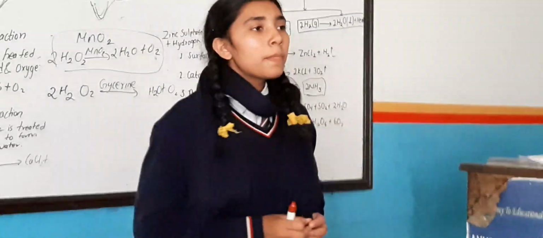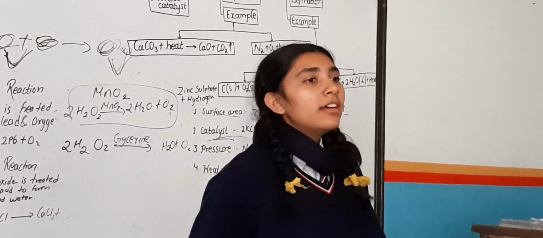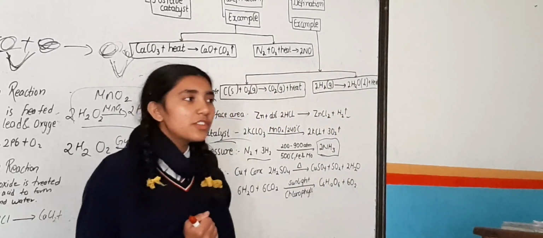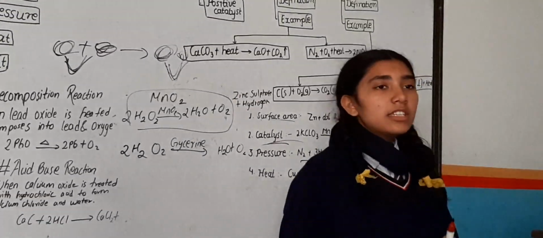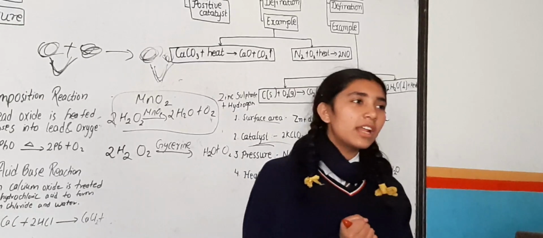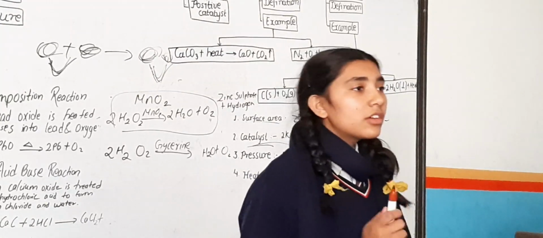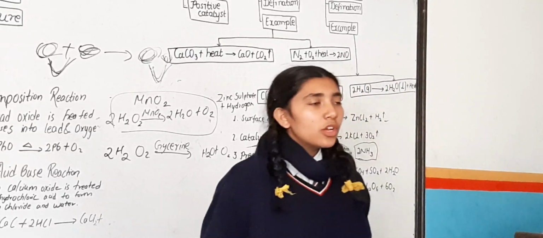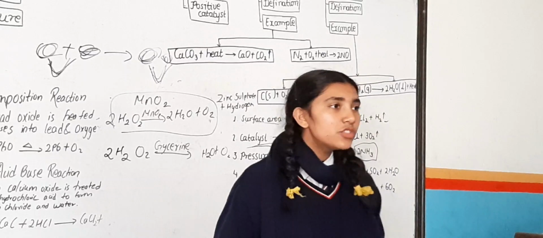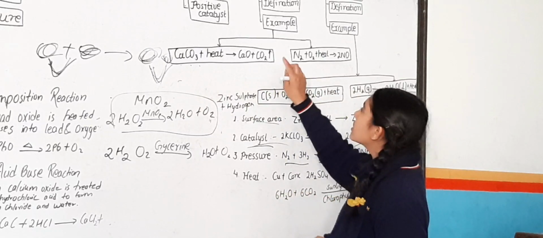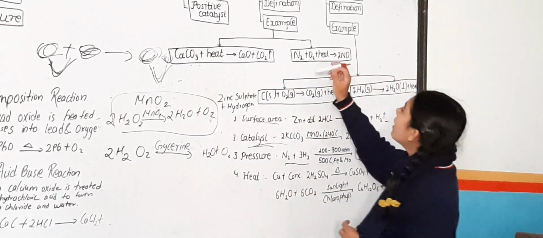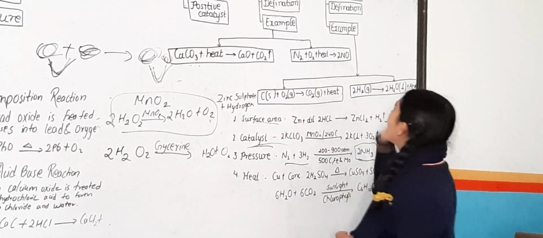Characteristics of catalyst. Catalyst remains unchanged during the chemical reaction in its mass and chemical composition. A small quantity of catalyst is required, and catalyst changes the rate of chemical reaction. Now I am describing exothermic reaction and endothermic reaction. The reaction in which heat is absorbed from the surrounding is called endothermic reaction. The compound which is formed by absorbing heat from the surrounding is called endothermic compound. For example, CaCO3 plus heat becomes CaO plus CO2. Next example: N2 plus O2 plus heat becomes 2NO.